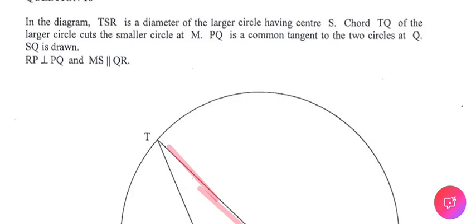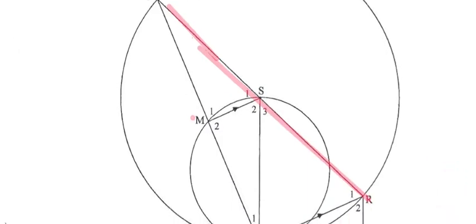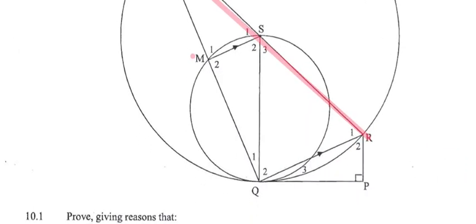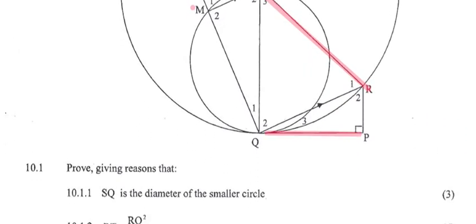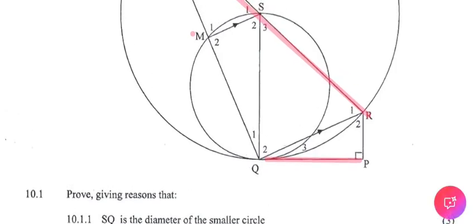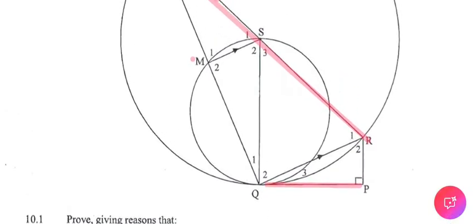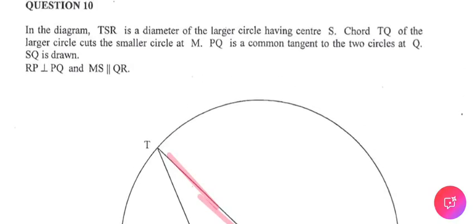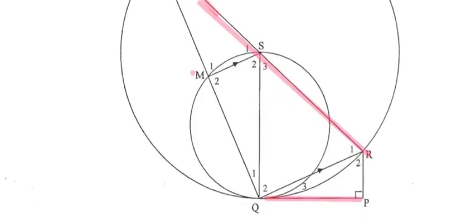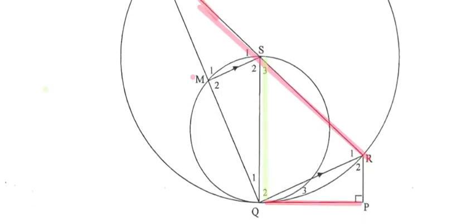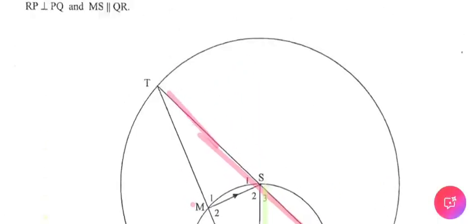PQ is a common tangent to the two circles at Q. So the PQ, this red I highlighted, is a tangent to both circles, the small circle as well as the big circle. The question says SQ is drawn, S to Q is drawn. So the green one, SQ, is drawn.